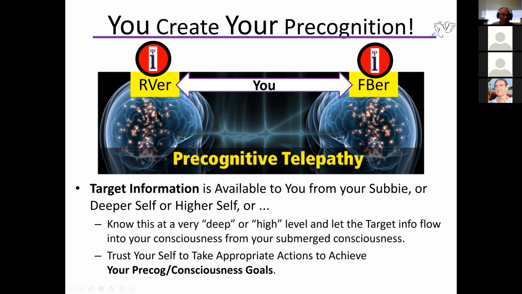Remember, all of this is happening in now moments. Your remote viewing session is a bunch of now conscious moments that you transcribe onto a piece of paper, but they were in your mind and they came up through your deep self. And the same thing at feedback time. Those conscious moments are there. And I think these go down to the matrix or up to your higher self and then get shared. Okay, and then trust yourself to take appropriate actions to achieve your precog consciousness goals.